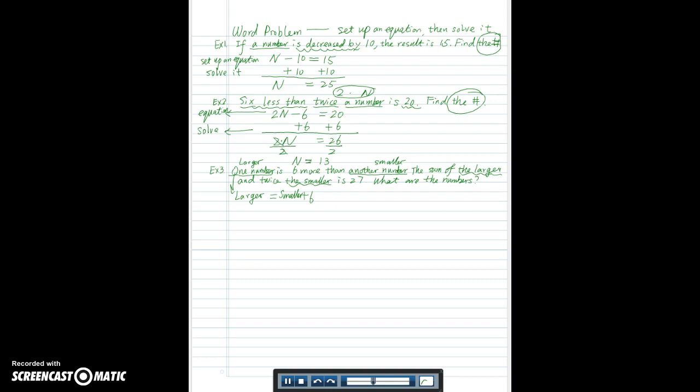In each equation, there's only one unknown, the letter N. But over here, we have larger and smaller. They're both unknown, so we won't be able to solve it yet. Let's look at the next sentence.